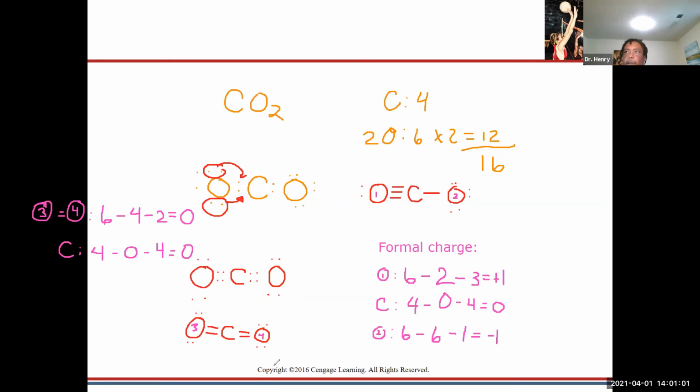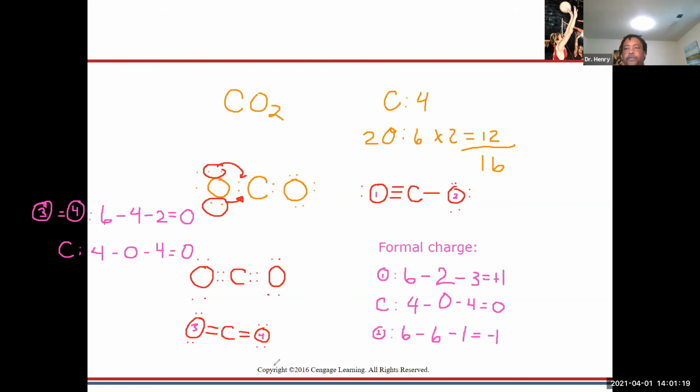I have a quick question, Dr. Henry. So on the exam, how would it be worded? Would it be just like how you have it, find the formal charge for this compound?